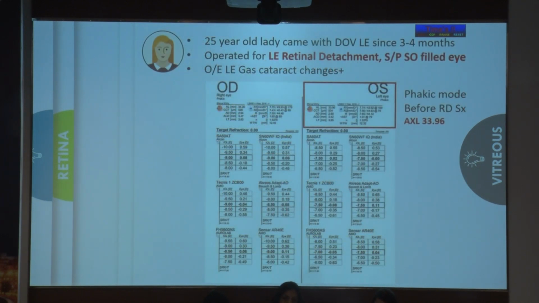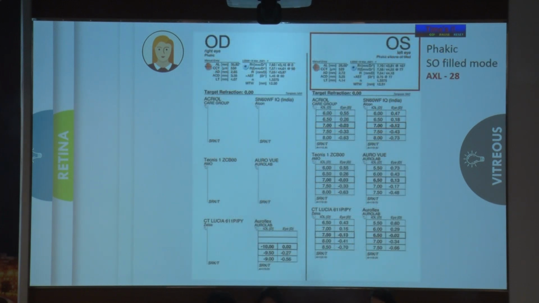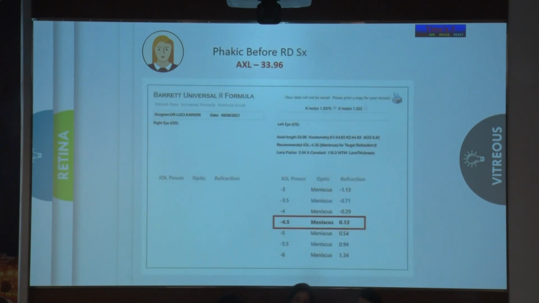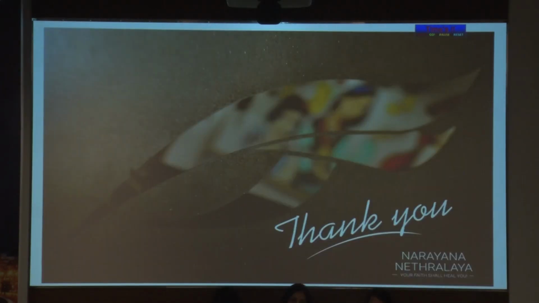So this was a 25-year-old lady who presented with a diminution of vision for a period of 3 to 4 months. She was operated for retinal detachment, and it was a silicon-filled eye. So this was her biometry before, in the phakic mode, before the retinal detachment surgery, and as you can see, the axial length showed 33.96. Now when we repeated the biometry in the SO-fill mode, the axial length showed 28. So that shows you that you would have to rely upon the SO-fill mode when you're calculating, and that's a very common mistake which each of us may do.